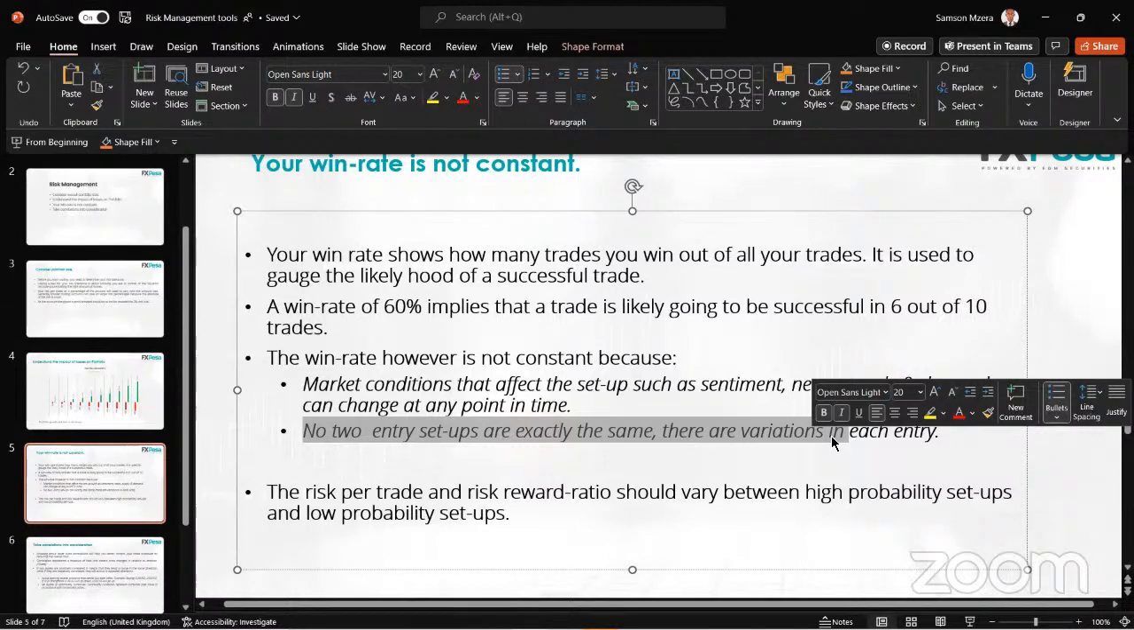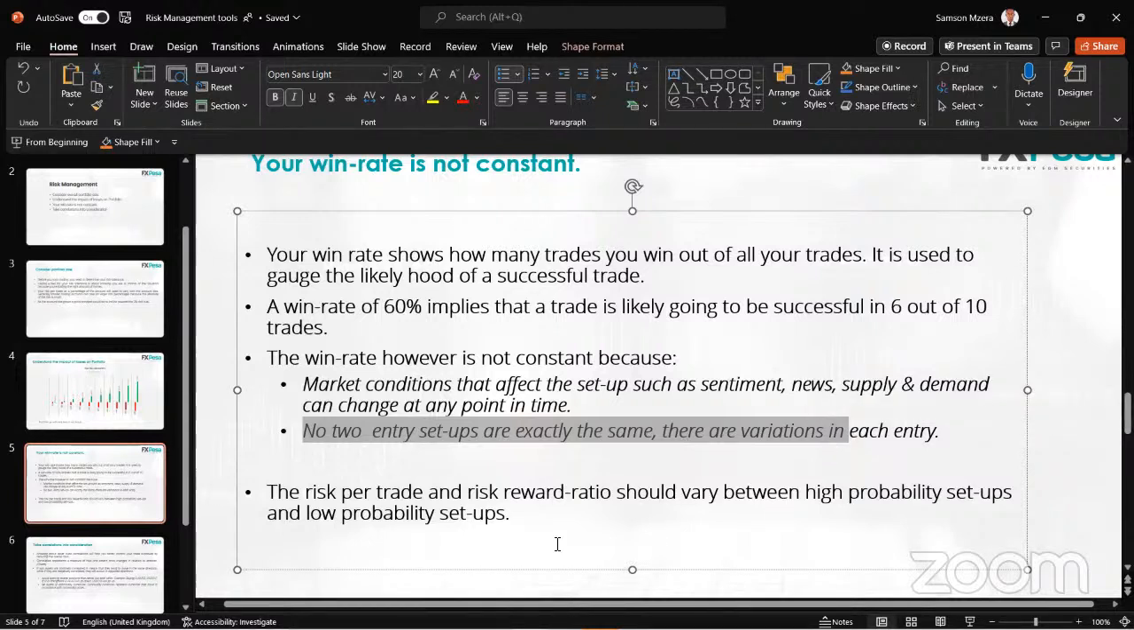That means your risk per trade needs to vary depending on certain probabilities. So in this case, usually traders have a couple of setups. You have high probability setups.